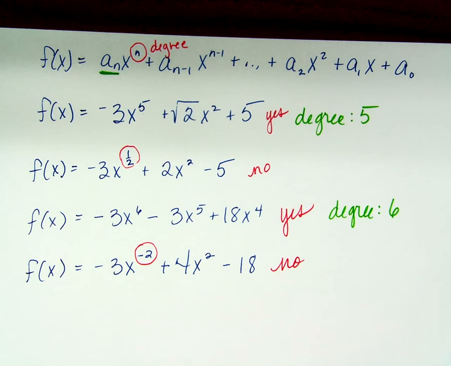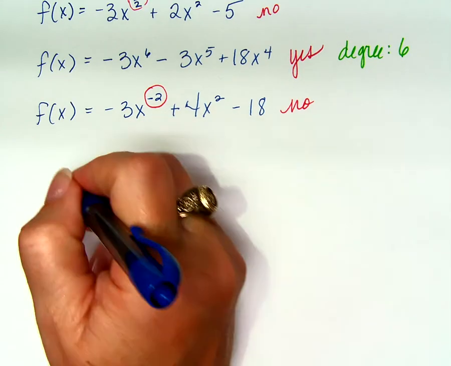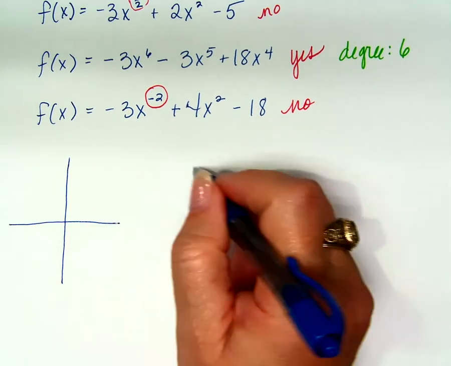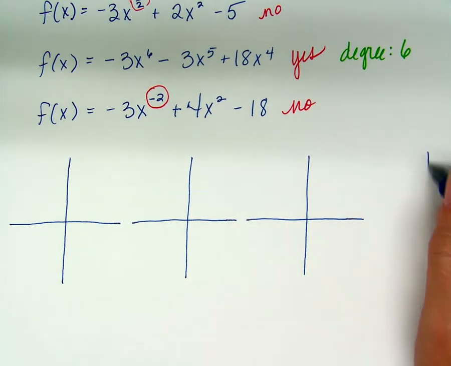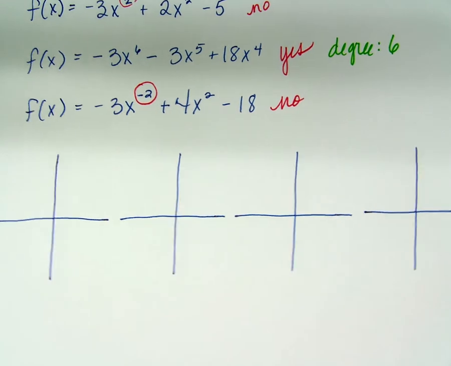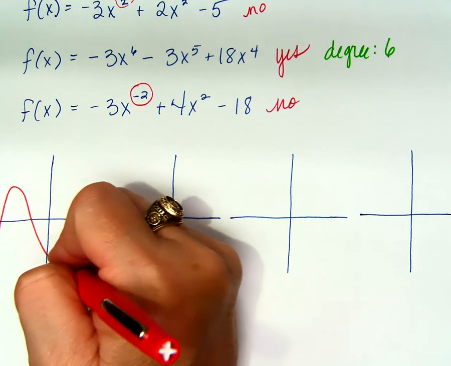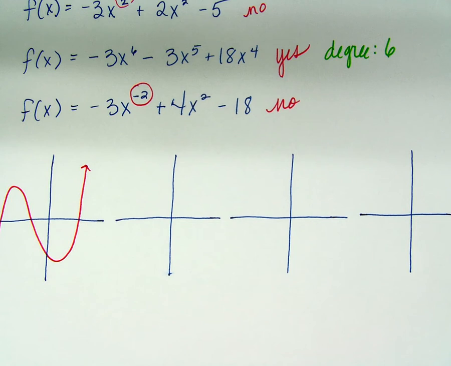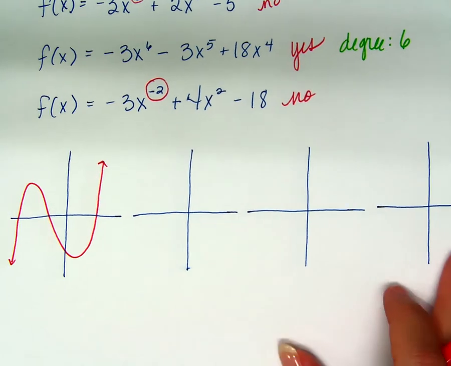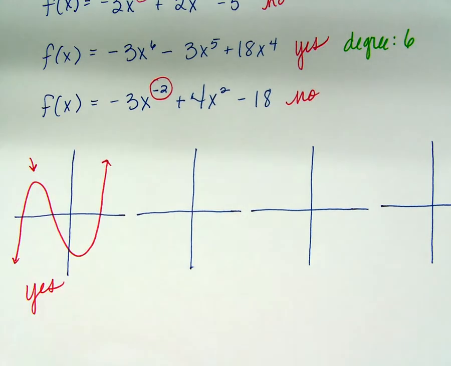You can also tell by looking at the graphs if it's a polynomial or not. Okay? I'll give you a couple graphs, and we'll draw some stuff. And you can know if they're functions or not. Okay. Is that a polynomial function or not? Yes, it is. Notice right here and right here, those are smooth, rounded corners.